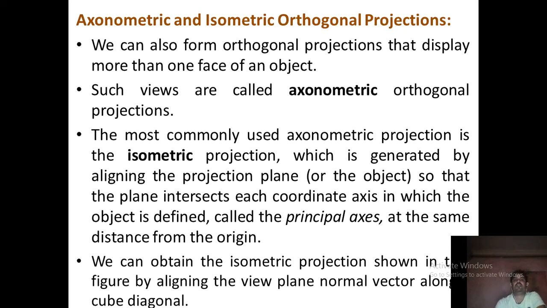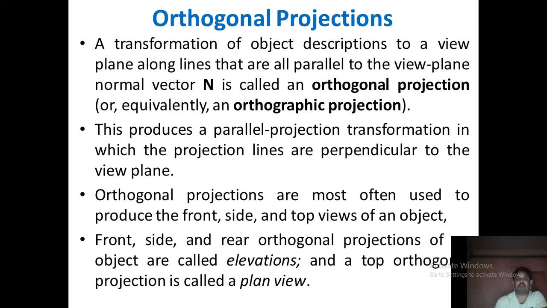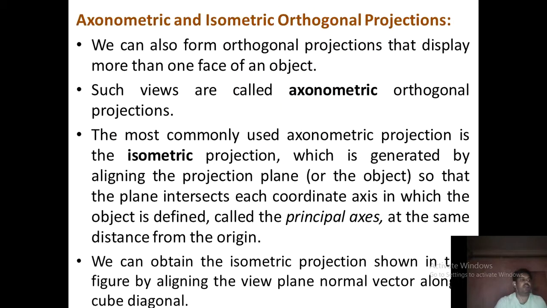Axonometric and isometric orthogonal projections. In the previous orthogonal projections, only one side is visible, even though this box is a 3D object. If you project parallelly, only one side at a time can be seen. If you want to see the front side, only the front is visible and no other sides. If you stand at the side, then that side is visible. If you go to the top, only the top side is visible. This is with orthogonal projections.